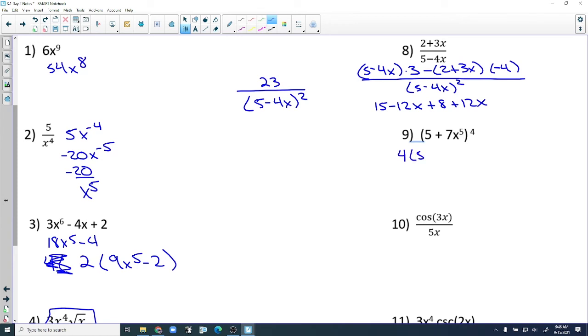Four times 5 plus 7x to the 5th to the 3rd. So there's the power rule. Multiply by 4, reduce the power by 1, and then multiply by the derivative of the inside. So 35x to the 4th. That's, is it 120? No, 140. 140x to the 4th, 5 plus 7x to the 5th to the 3rd.